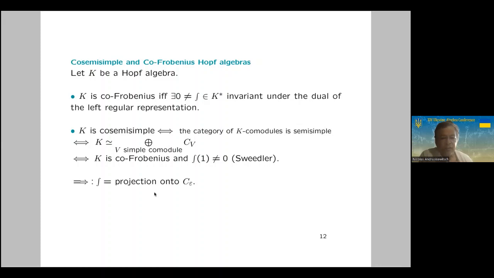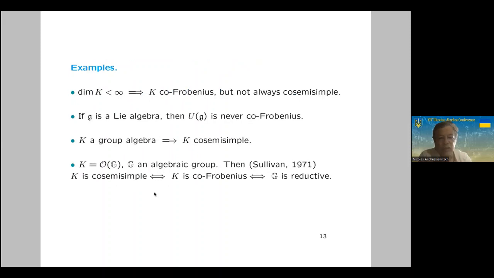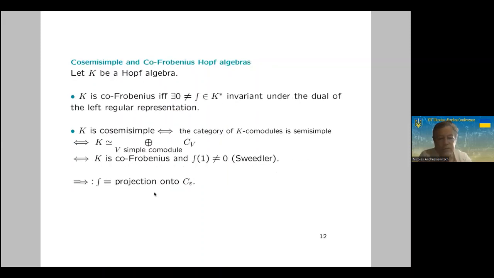And this was shown by Sweedler many years ago: to be cosemi-simple is equivalent to being cofrobenius, and any non-zero integral on one is different from zero. In fact, if K is cosemi-simple, the integral is the projection onto the coalgebra of matrix coefficients of the trivial representation. The projection is the composition to this direct sum.